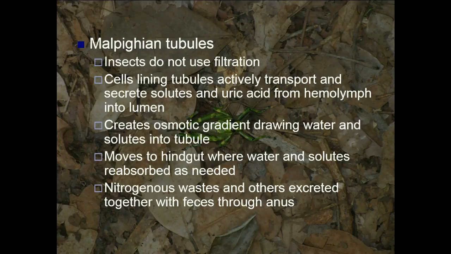So solutes, uric acid, all of these waste products are transported from the hemolymph into the lumen of the Malpighian tubule. Now that creates an osmotic gradient. The inside of the tubule will have a higher osmotic pressure, and that means that water will follow. So water follows passively. Solutes actively, water follows passively. Now from the tubules, the contents will move into the hindgut, where we may still see some reabsorption of water and several solutes, but nitrogenous waste and any other solutes that are no longer required are excreted together with feces through the anus.